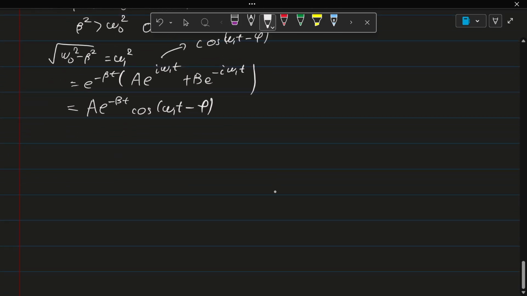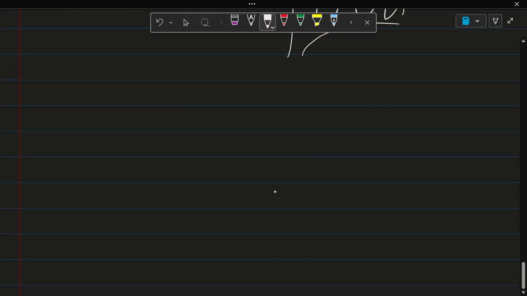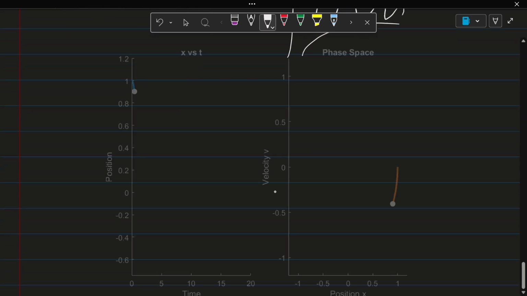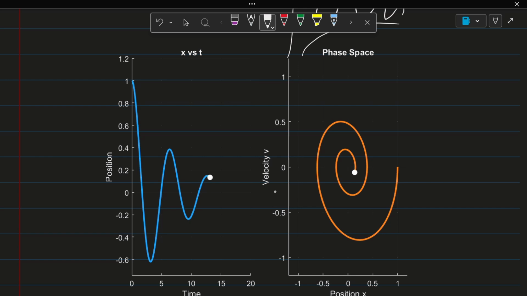And this is basically a solution which is exponentially decaying down, and you would have the oscillation dwindling down. It's very similar to the one that I have shown in the simulation here, in which the oscillation starts to decay lower and lower. And this is basically what we call an underdamped oscillation.